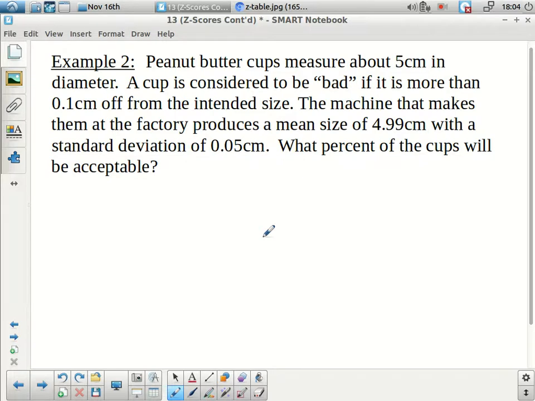Peanut butter cups measure about 5 centimeters in diameter. A cup is considered to be bad if it's more than 0.1 centimeter off the intended size. The machine that makes them at the factory produces a mean size of 4.99 centimeters with a standard deviation of 0.05 centimeters. What percent of the cups will be deemed acceptable? So how many of the cups that come out of the machine are actually fit to go in the package? Again, I would invite you to pause here, try it on your own, and then come back and watch the solution.